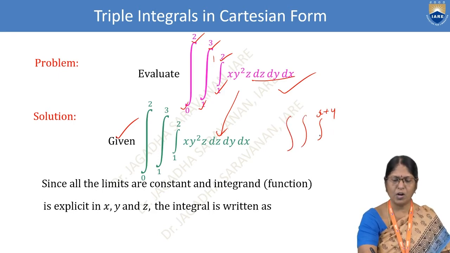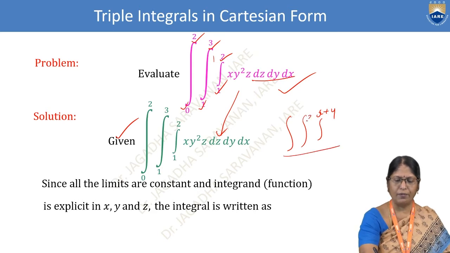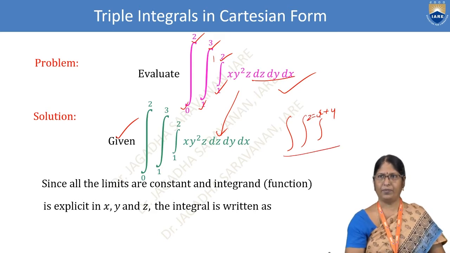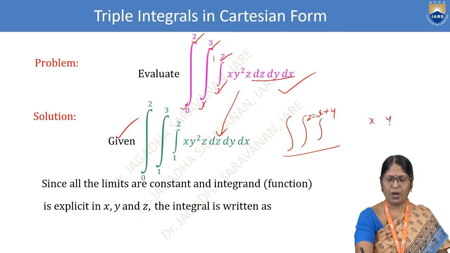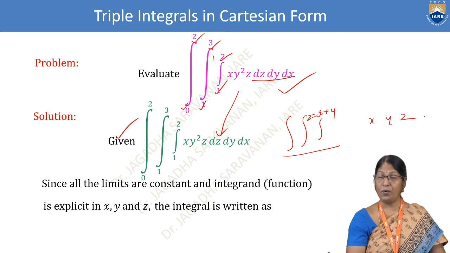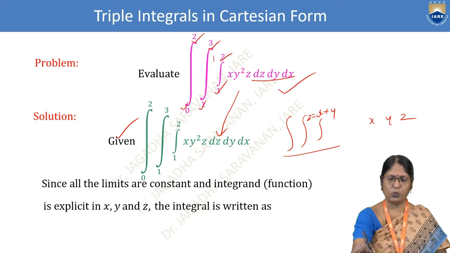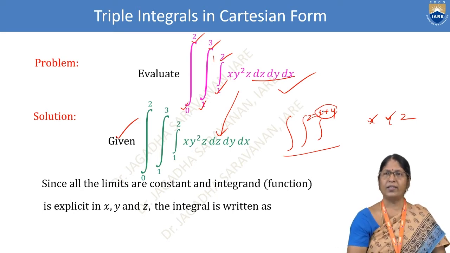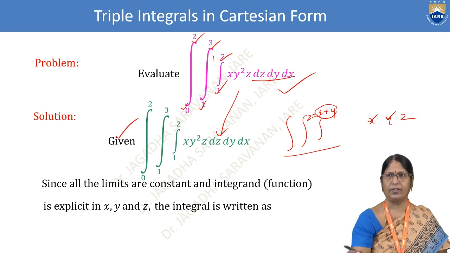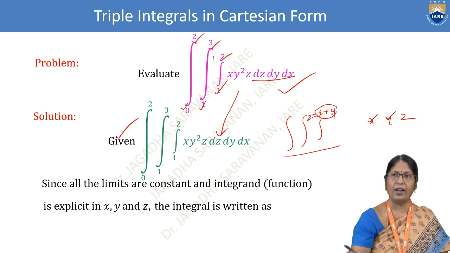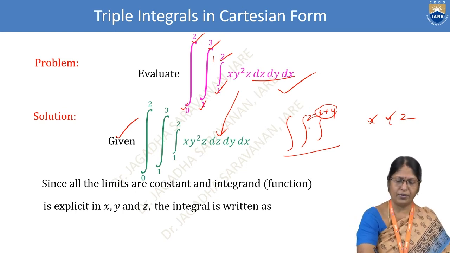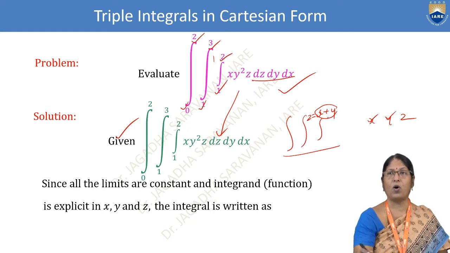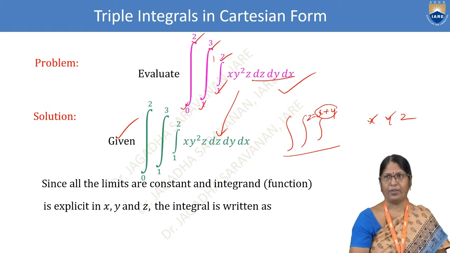Then the innermost is defined for z, because there are three variables in total: x, y, z. As we are doing a triple integral, two are given here. That means the innermost integral is a function of x and y. Z is dependent on x and y.